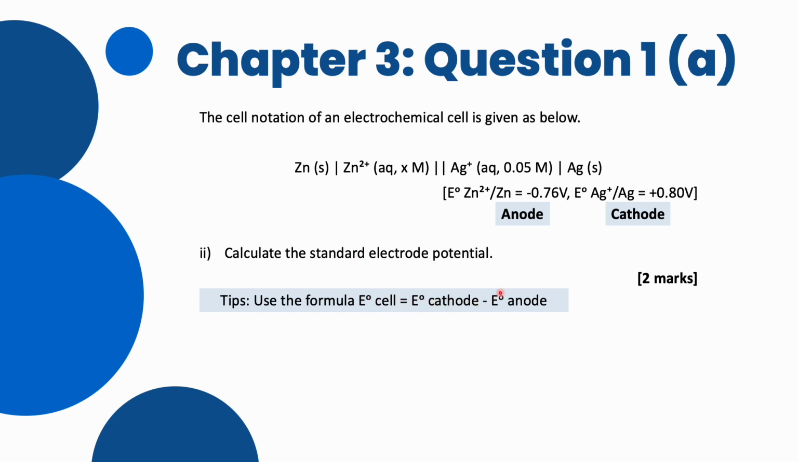Based on the first step, we have determined which one is the anode and which one is the cathode. So we know the zinc will be the anode, the argentine is the cathode. So we write down the formula, and then make sure to substitute the value. Cathode is positive 0.80, anode is negative 0.76. So when we calculate it, we will get positive 1.56 volt. Remember, for the calculation, we have to write down the unit, and for the E0 cell, it is compulsory for you to write down the positive or negative sign. So that is for question 2 Roman.